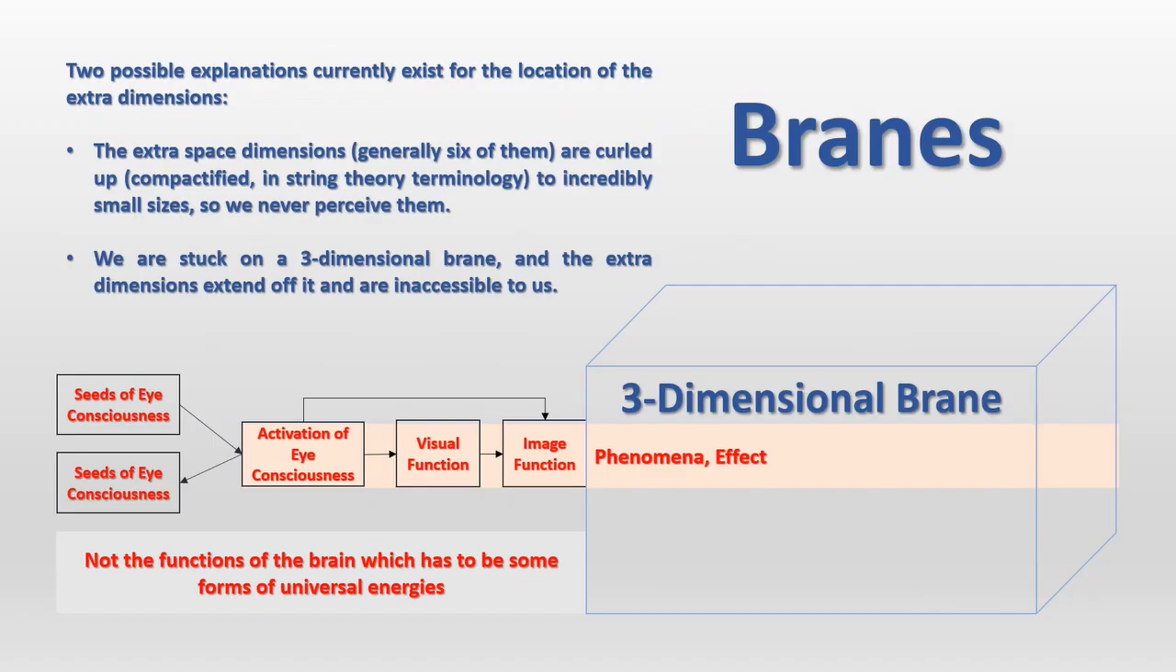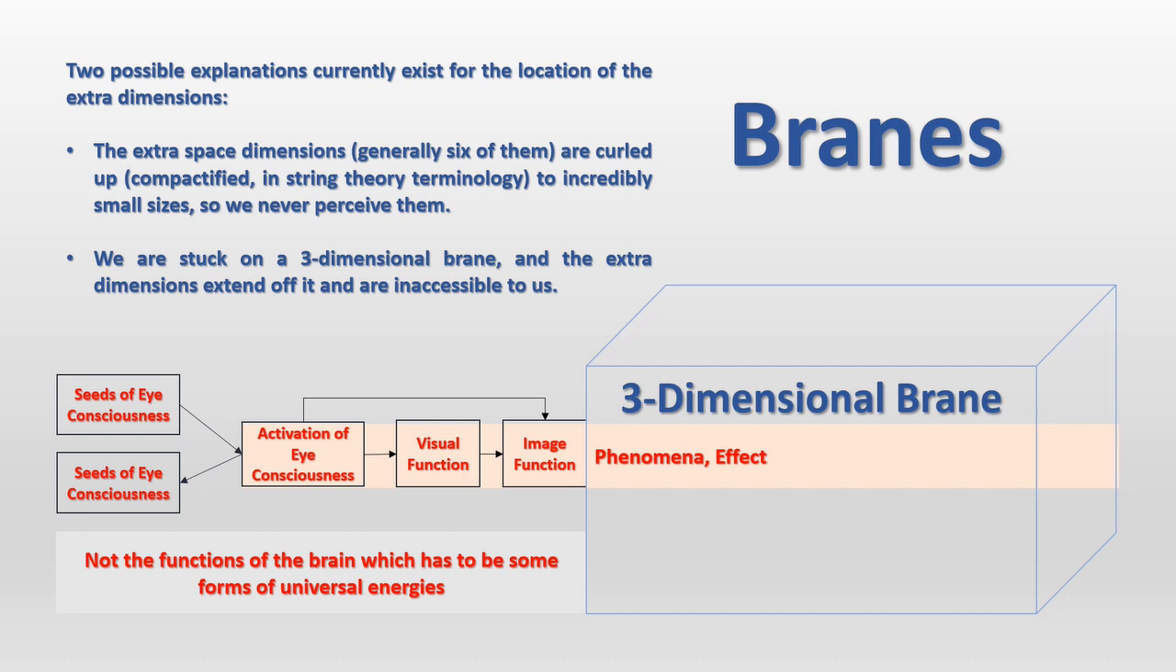This brings us to the brain, a critical object in string theory. In string theory, there are two possible explanations for the location of extra dimensions. First, the extra space dimensions are curled up to incredibly small sizes, so we never perceive them.